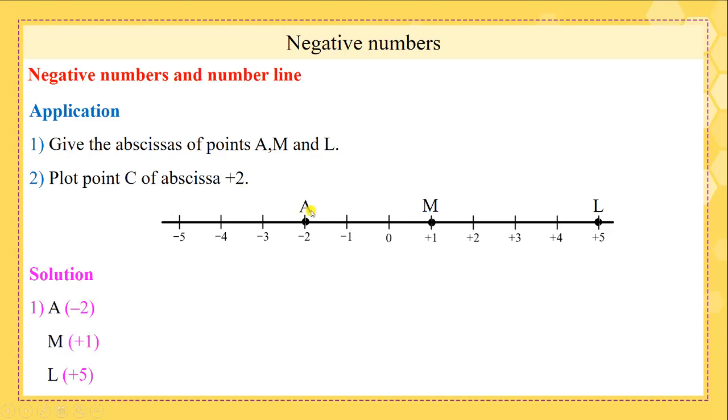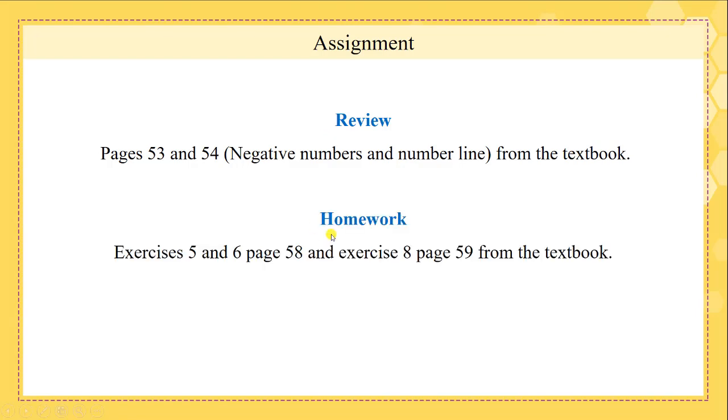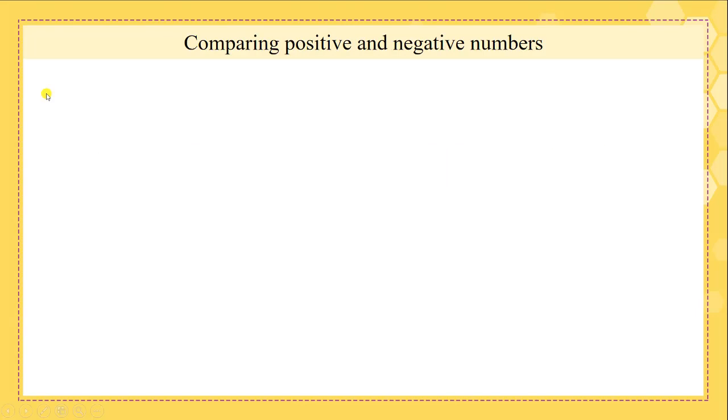The abscissa of point A is -2. The abscissa of point M is +1. The abscissa of point L is +5. The abscissa of point C is +2. So here we should plot point C. Now it's your task to review pages 53 and 54, negative numbers and number line from the textbook, and to solve exercises 5 and 6, page 58, and exercise 8, page 59 from the textbook.